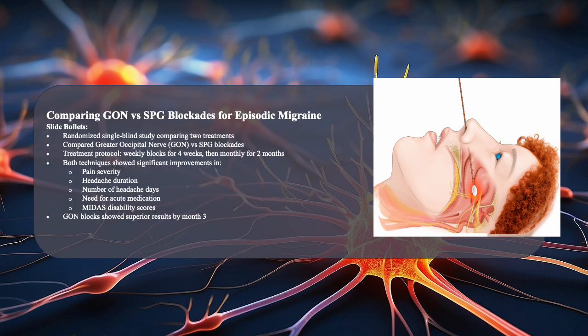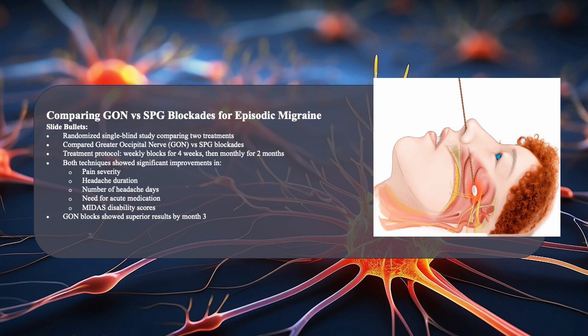This 2024 study from the Journal of Clinical Medicine directly compared 2 different nerve block techniques for episodic migraine patients. In this prospective single-blind randomized study, researchers divided patients into 2 groups receiving either greater occipital nerve blocks or sphenopalatine ganglion blocks. This protocol was identical for both groups, weekly blocks for 4 weeks, followed by monthly blocks for 2 months.